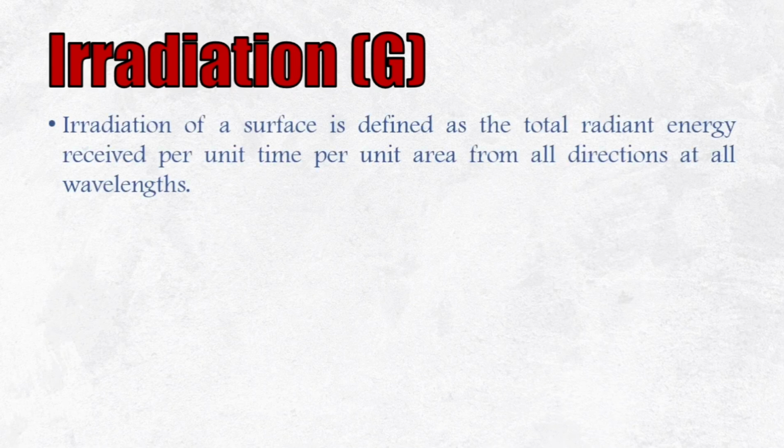Okay, so now we'll start discussing various definitions regarding this radiation. So the first definition is irradiation. Irradiation is denoted by G, and irradiation of a surface is defined as the total radiant energy received per unit time, per unit area from all directions at all wavelengths. So if you consider any surface area, the radiation coming over that surface area from all directions at all wavelengths is known as irradiation.